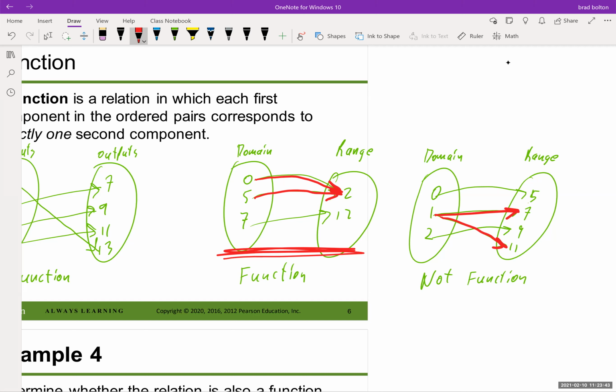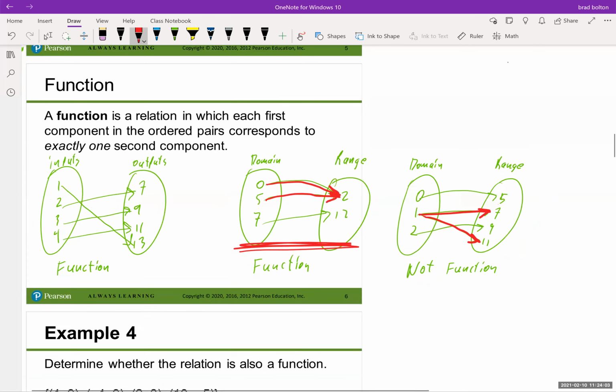Non-functions, when I plug a 0 in, I get a 5. But when I plug a 1 in, I could get a 7 or an 11, or I could get both of them, so that leaves a little bit of doubt. So you're not sure which value you're getting, or you're getting both. So non-functions have that situation happen. So just keep that in mind. That's kind of a good way to think about a function.